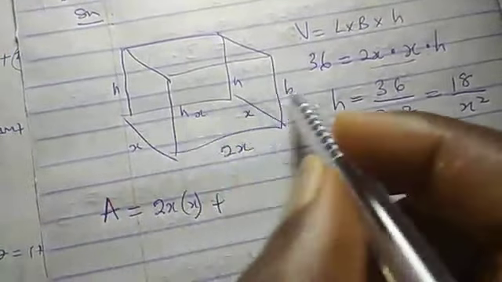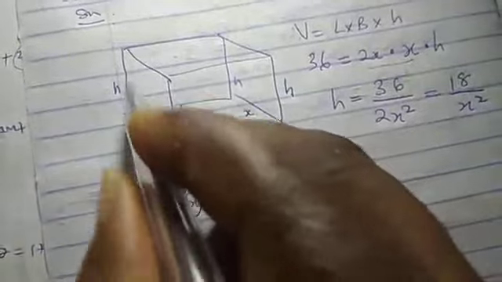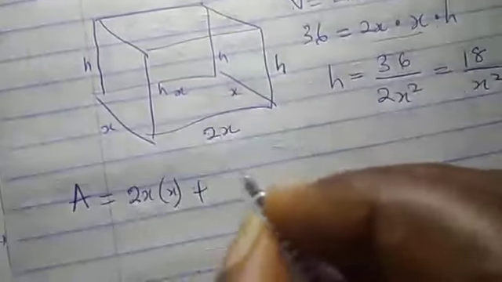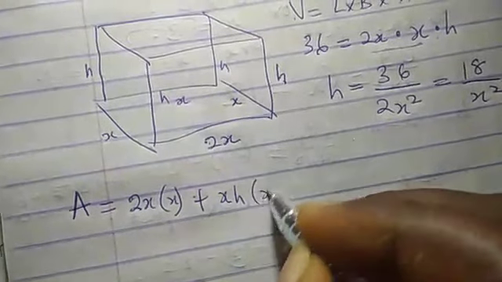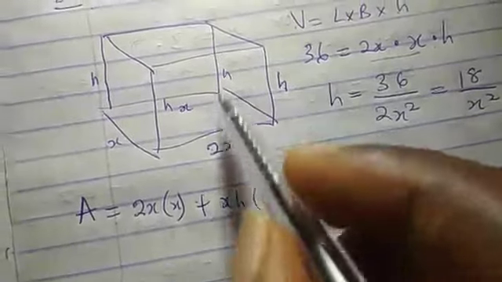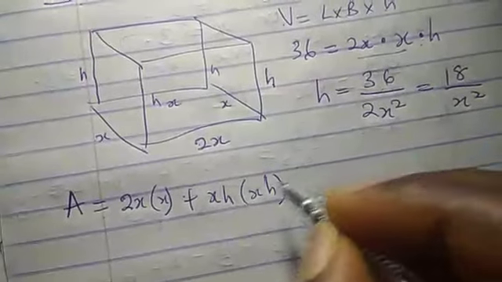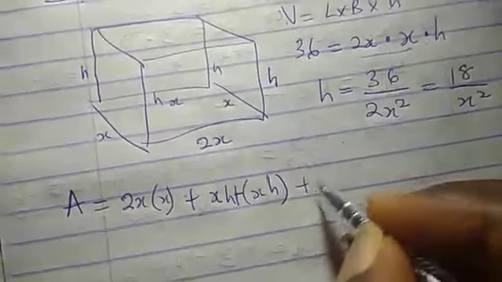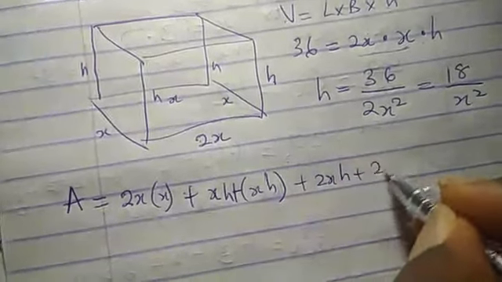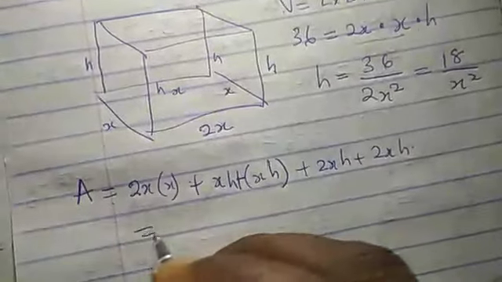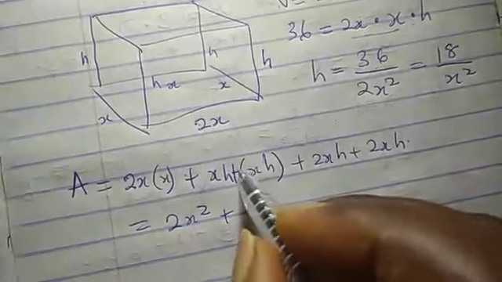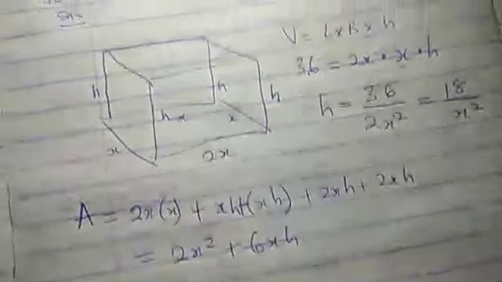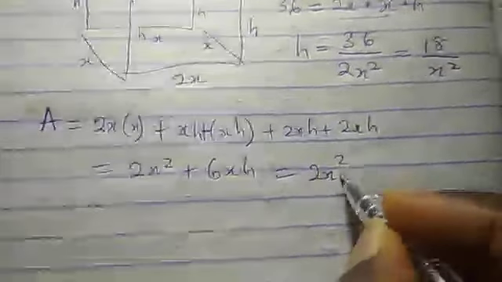Area of this base, there is no base on top, plus area of these two. This one, area of this rectangle is s times h. There's another one facing it, it will still be s times h. Also, area of these two on the other side will be plus 2s times h and 2s times h. So the whole thing will become 2s squared plus, if you add all this together, this will be 6sh.